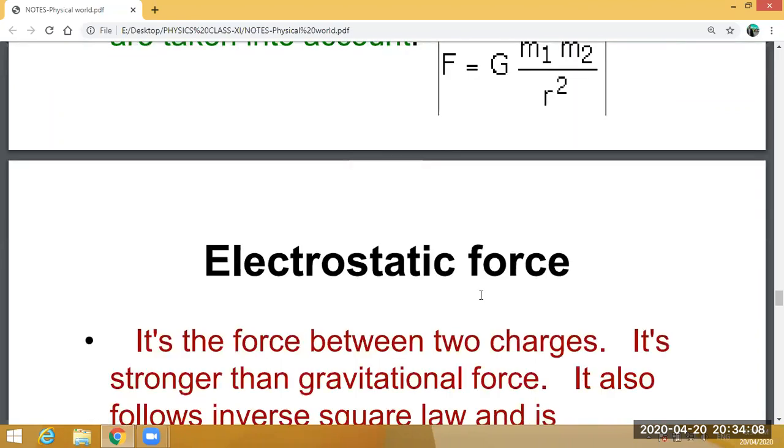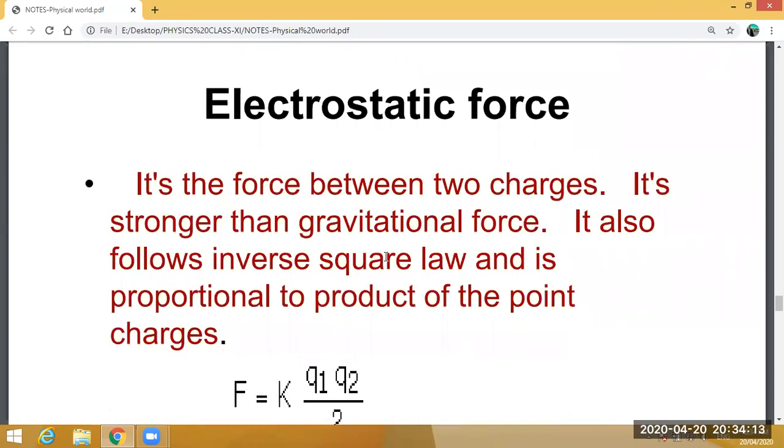Another fundamental force is electrostatic force. That force arises due to charge. So it is the force between two charges, just like gravitational force was the force between two masses. And it is stronger than gravitational force. This is much stronger than gravitational force. So electric force is said to be the strongest force of all the three fundamental forces. It also follows the inverse square law and is proportional to the product of the point charges.